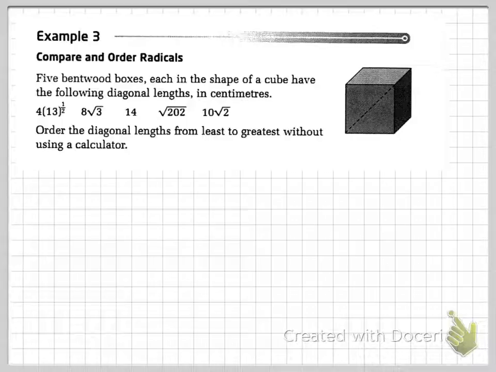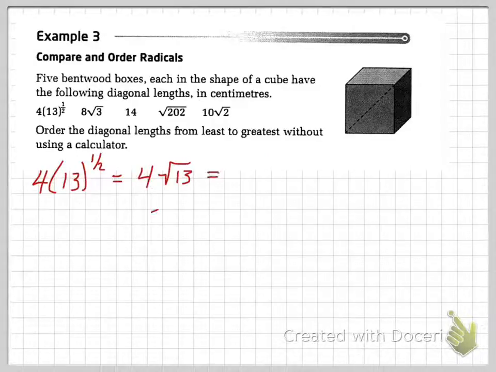Well, the easiest way to probably do this without a calculator is to expand them all and make them all entire radicals. So let's start with that. First of all, 4 times 13 to the power of a half. 13 to the power of a half is the same as the square root of 13. So 4 root 13, we're going to square the 4, put it under the root sign. So we're going to get root 16 times root 13, and that's going to equal root 208.